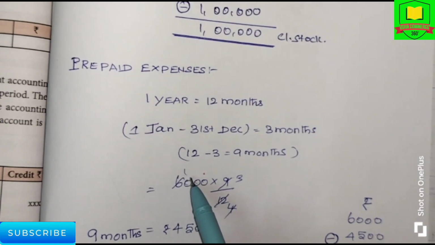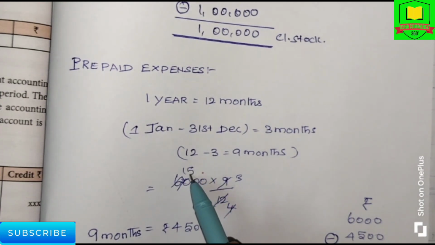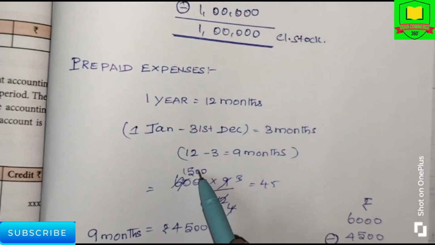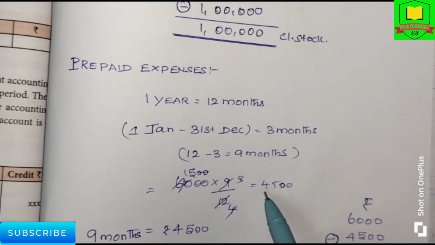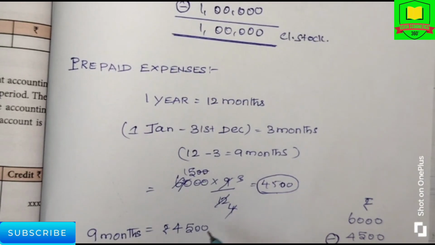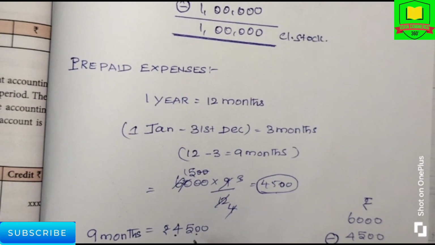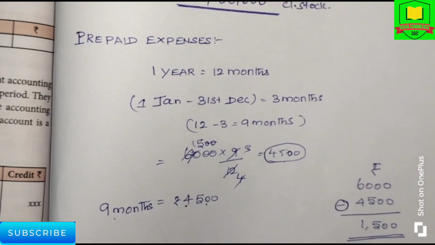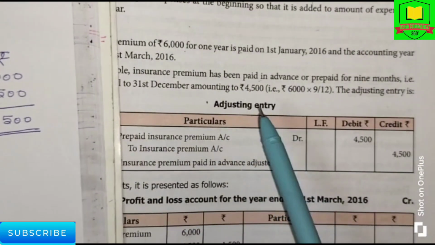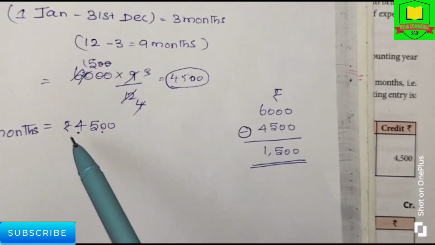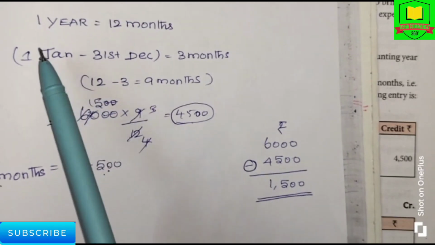4 ones are 4, remaining 2, 20. 5 fours are 20, this 20 goes here, and 3 fives are 15, plus 2 is 45. So 4,500 is the prepaid expense for the next 9 months. From the given 6,000 rupees, how much is the prepaid expense? 4,500 is the prepaid expense.